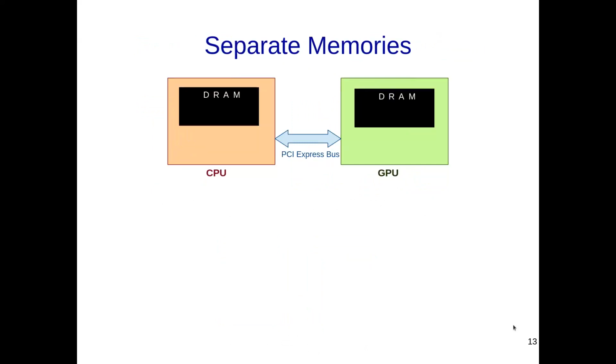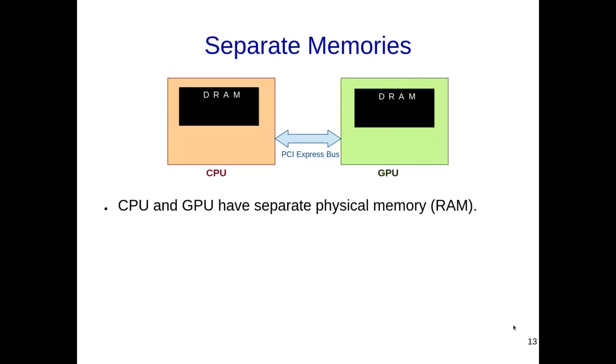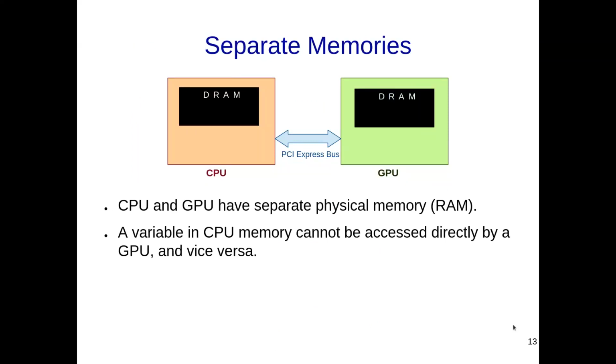This is primarily for discrete GPUs that I'm talking about. So this RAM is going to be different. That means that a variable which is present in the CPU memory cannot be accessed directly from the GPU. If you want that variable to be accessible in another GPU, in another memory, you'll have to copy it, right?